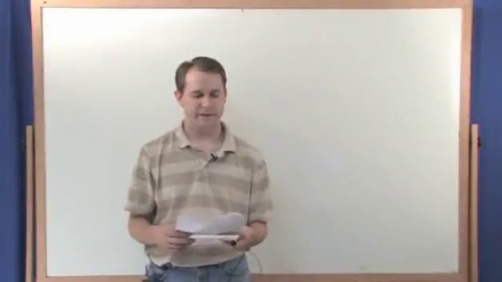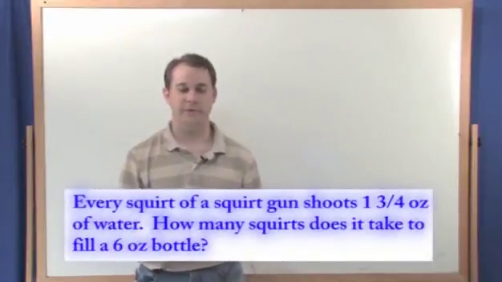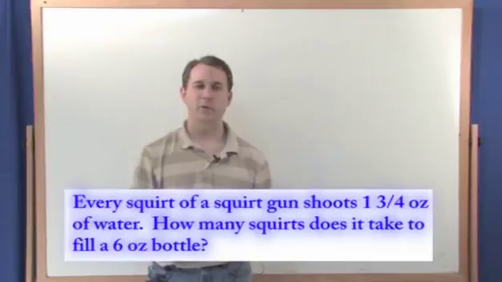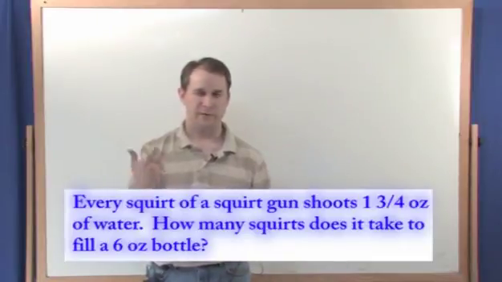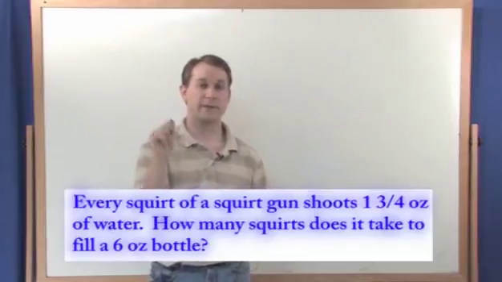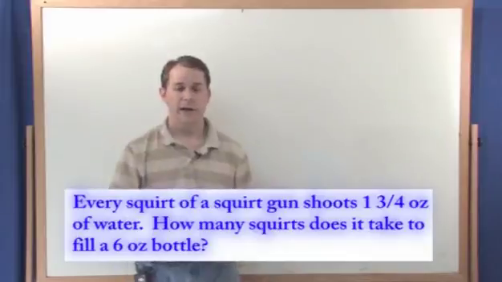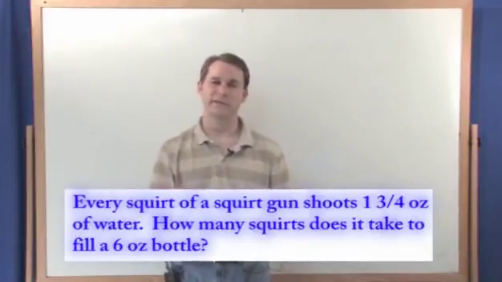Okay, the next problem says, every squirt of a squirt gun shoots 1 3/4 ounces of water. How many squirts does it take to fill a 6-ounce bottle? Okay. So I have a squirt gun, squirt, squirt, squirt. Every time I squirt, 1 3/4 ounces comes out of the gun. And I have this bottle here, and I'm trying to fill it up to 6 ounces. How many squirts does it take?